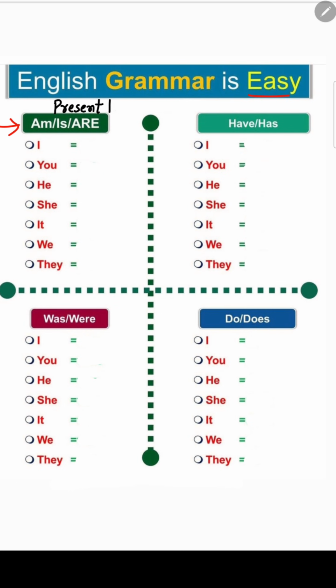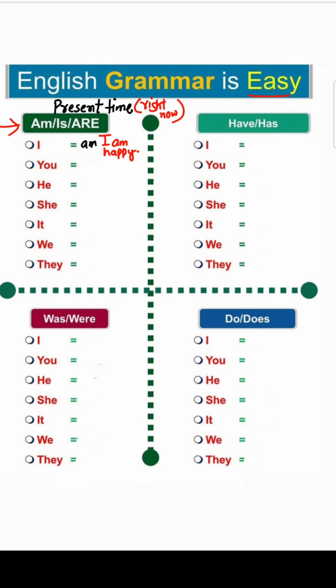Present time means things happening right now. So the rule is very simple. Look at the subject. I. We use am with I. For example, I am happy. Right? Always use am with I. Never is.